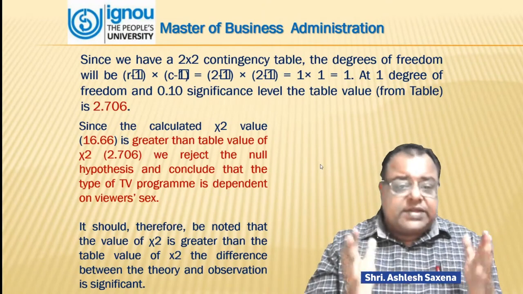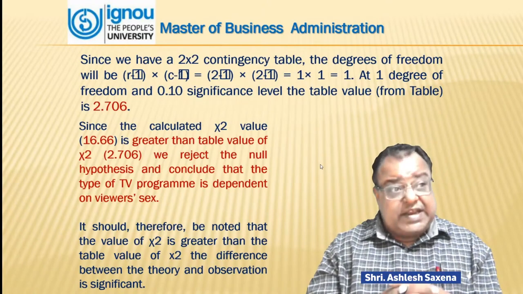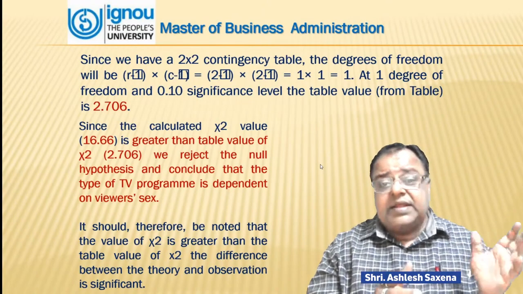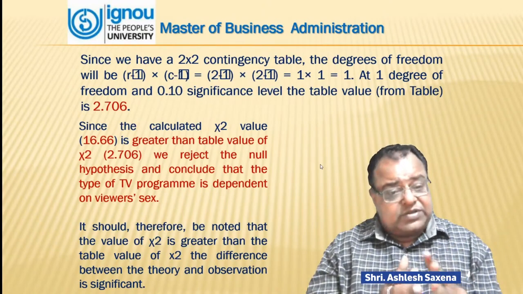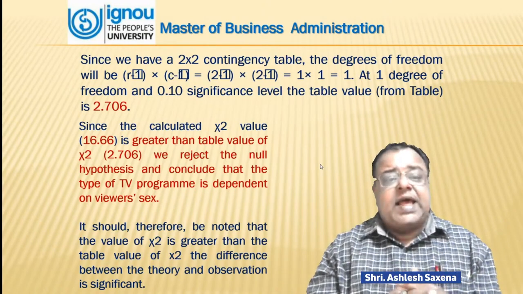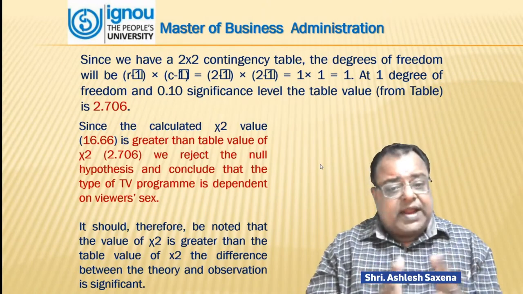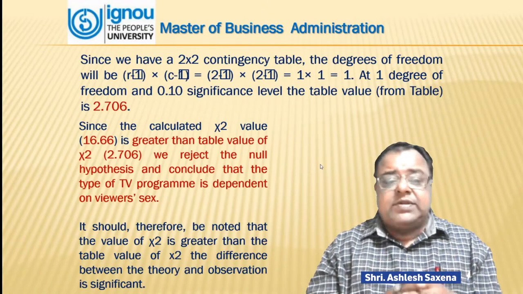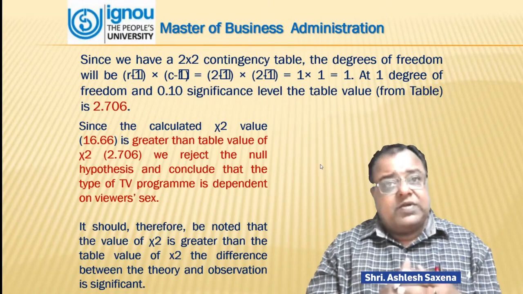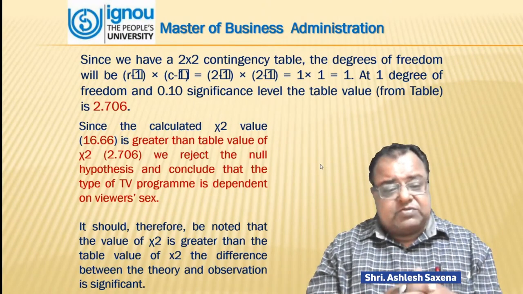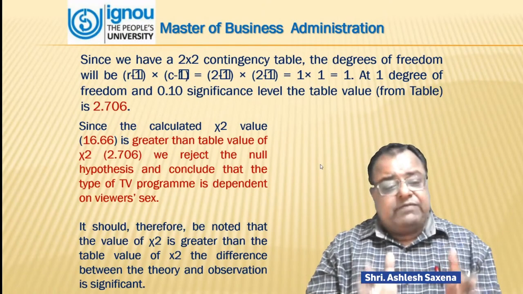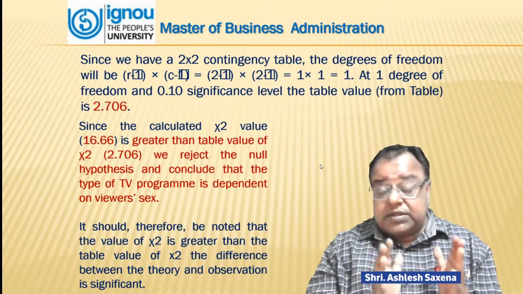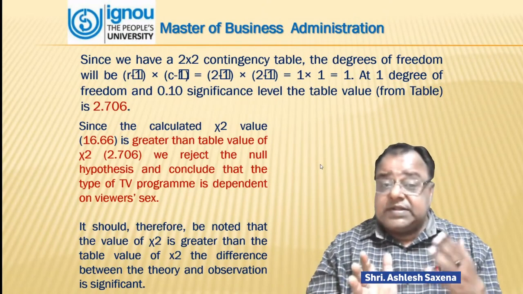Now, since the calculated chi-square is 16.66, it is greater than the tabular value of chi-square, which is 2.706. We reject the null hypothesis and conclude that the type of TV program is dependent on viewers. It should therefore be noted that the calculated value of chi-square is greater than the table value of chi-square, so the difference between theory and observation is significant.